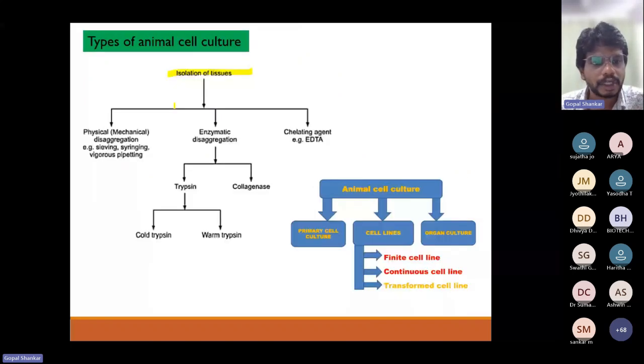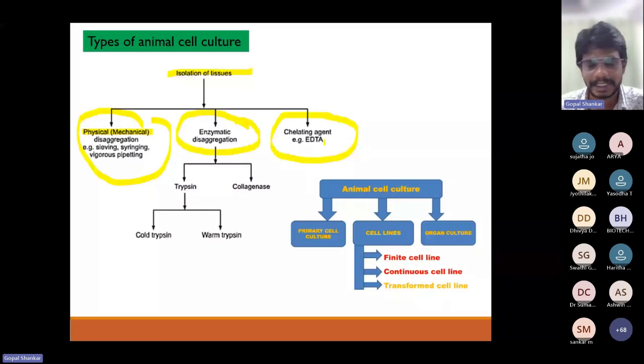After isolating the tissue, you will have to disrupt the cells. So how do you disrupt the cells from the tissue? You can go for physical agitation, that is, syringing, vigorous pipetting or sieving, or you can go for enzymatic digestion, or you can use chelating agents. One chelating agent is EDTA. What is the function of EDTA? EDTA is a chelating agent which will bind with calcium ions.